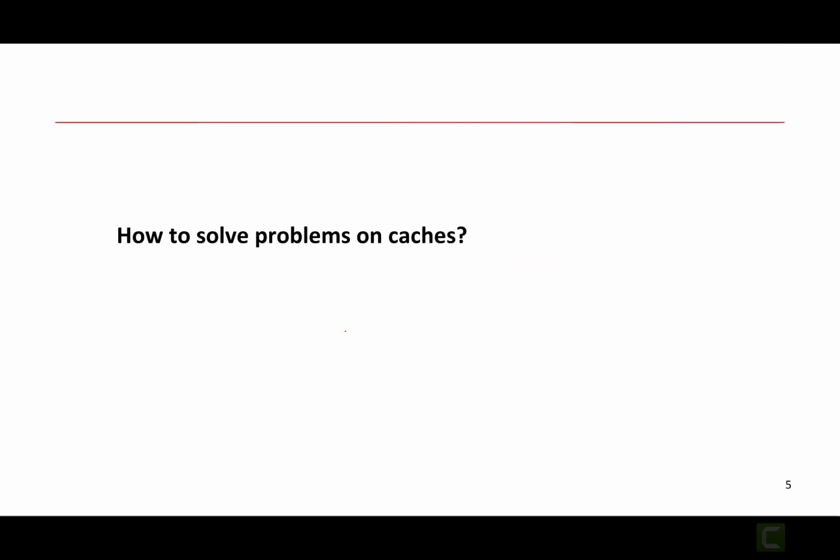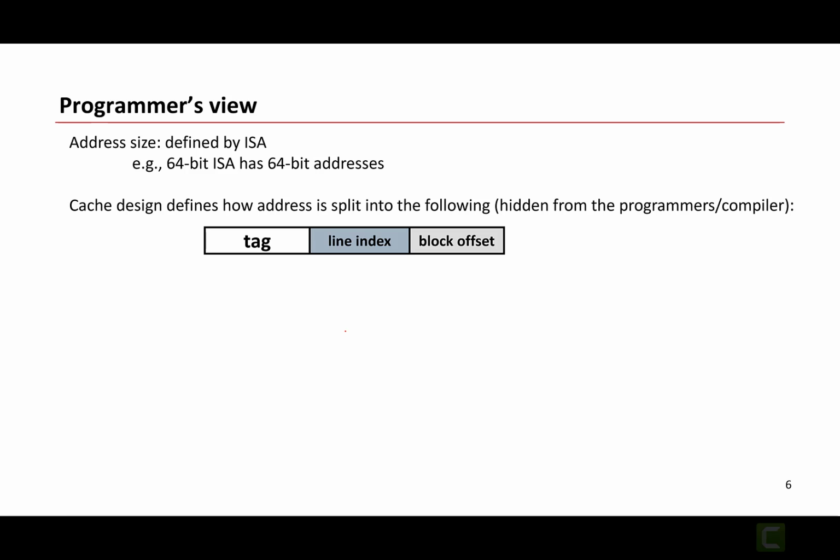Alright, so now let's go through a few general strategies for how we can solve problems in caches. The first thing to remember, and this is a common source of confusion or question that we get, is who defines the address size. The address size is defined by the ISA. So that's why we talk about a 32-bit ISA or a 64-bit ISA, etc. What that means is the address size is 32 bits or 64 bits, depending on which ISA you're talking about. And that information is visible to the programmers and the compiler.